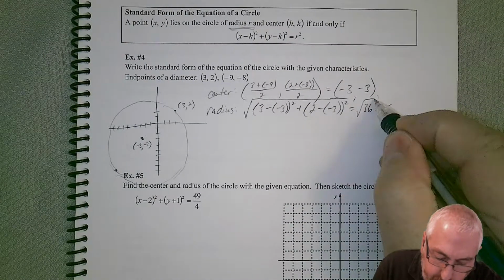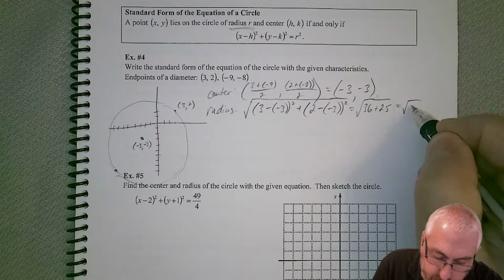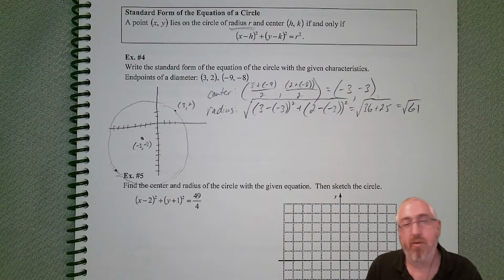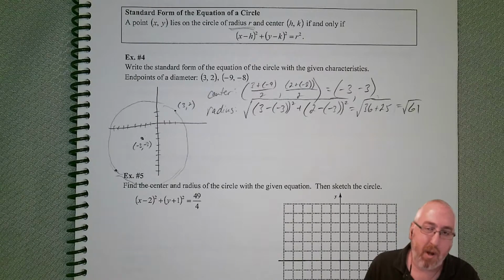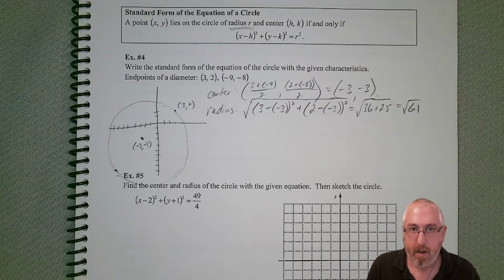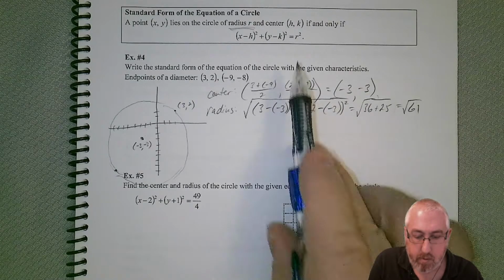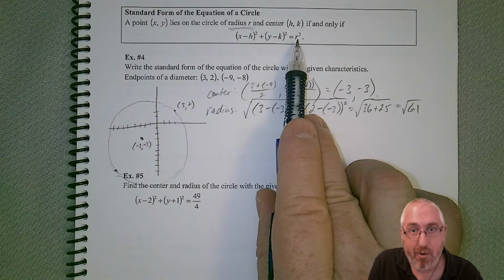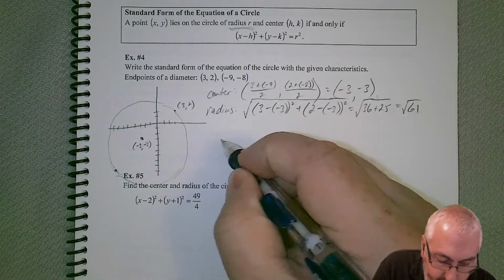So it looks like we got a 61 there. Square root of 61. Now, should we change that to a decimal? We can't really reduce it. I would leave it alone for now, because your formula wants it squared. So square roots are not going to be an issue. So now we can get our answer.